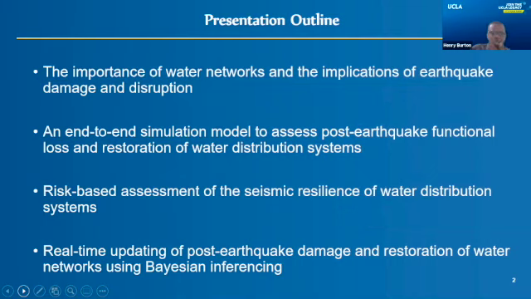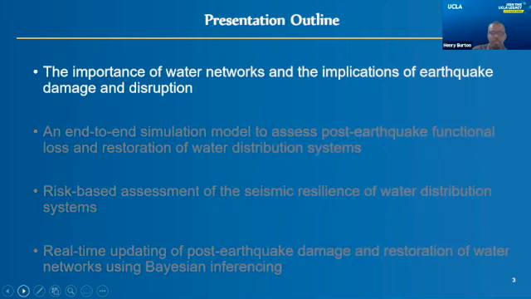So this gives an overview of the presentation. I'll start by highlighting the importance of water networks and the broader implications for earthquake damage and disruption. I'll talk a little bit about an end-to-end simulation model that goes from hazard characterization all the way through functional recovery modeling. I'll talk about conducting risk-based assessments where we consider not just one event, but the full suite of events that could affect the region under consideration. And then we'll talk about how we can use data collected during the recovery to update our estimates of the same trajectory.